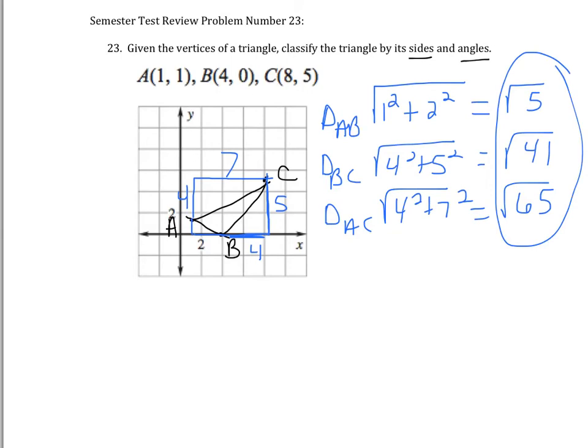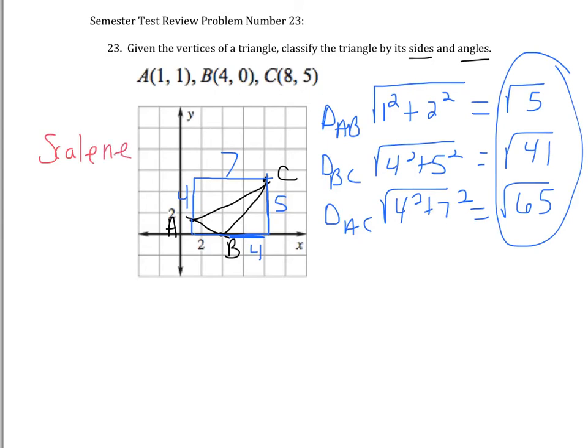All right, so from these 3 lengths that I just found, it's very obvious that the length of AC is the longest. So if this were a right triangle, we would consider that one to be the hypotenuse. Also, it's very obvious that all 3 side lengths are different. So it's safe for me to go ahead and classify this triangle by its side lengths as scalene. So this is indeed a scalene triangle.